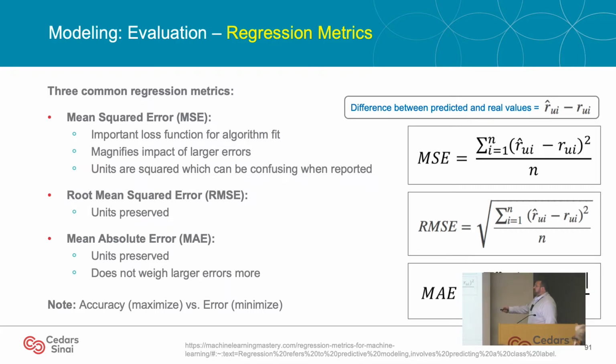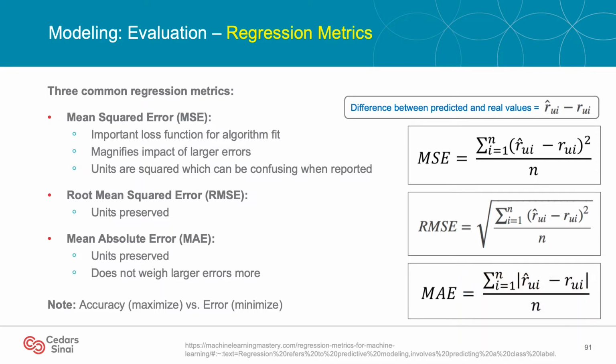The downside is that you get units that are squared when you report this metric, and that can be confusing sometimes. So as an alternative, you could also have root mean squared error as a metric. So here, you preserve your units, because you're taking the root after squaring everything.